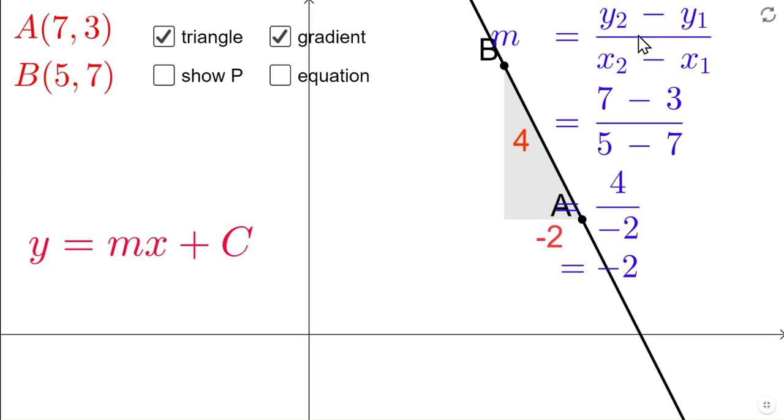There's the formula. What I'm saying is this second point should always be to the right. It doesn't have to be, but we do want to avoid negative runs. Well, they've actually calculated the wrong way around, but that's their business.